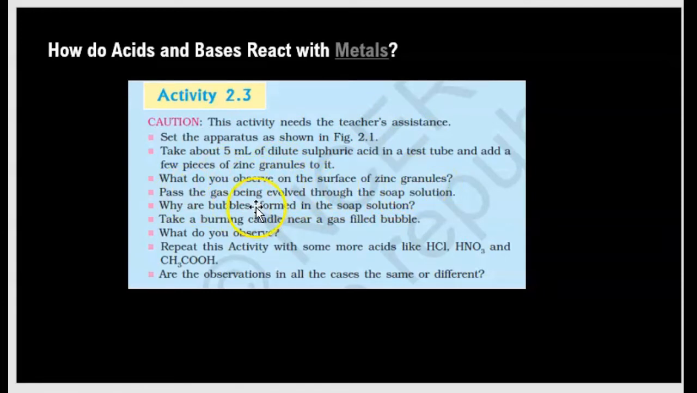Pass the gas being evolved through the soap solution. Why are bubbles formed in the soap solution? Take a burning candle near a gas-filled bubble. What do you observe? Repeat this activity with some more acids like hydrochloric acid, nitric acid, acetic acid, etc. Are the observations in all the cases the same or different? Let's go and watch the video.